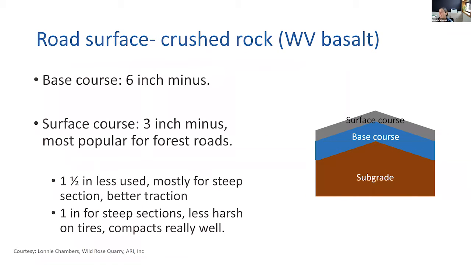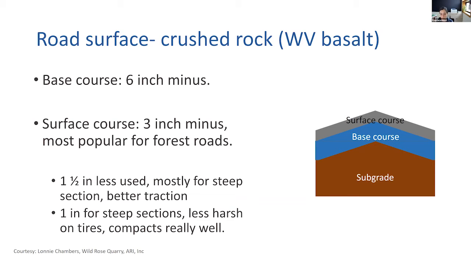So here is an example of how a typical forest road looks like, and I think this is pretty much a standard for industry, a forest road that is being readied for winter. And that includes a very well compacted subgrade, and then a base course that is 6-inch minus rock, and that means that the rock has been through 6-inch holes, so it's about a 6-inch and less diameter size. And then on top of that, there's a 3-inch minus or 3-inch rock on top.